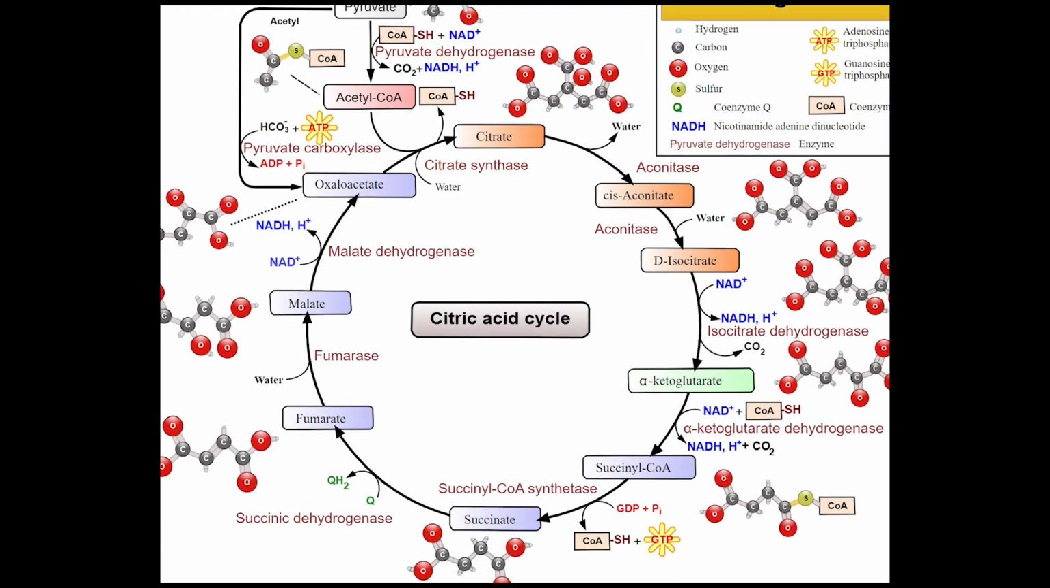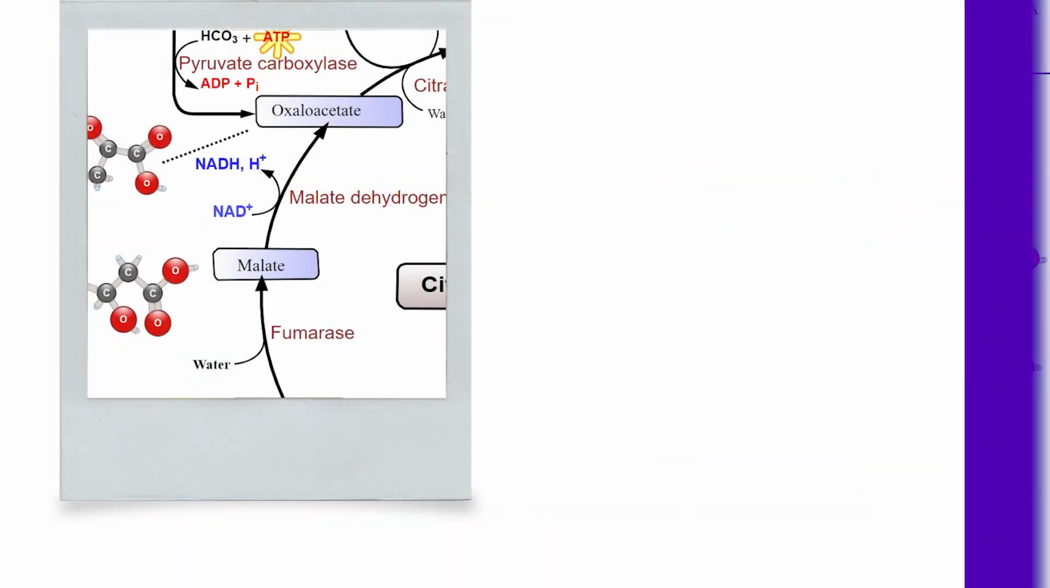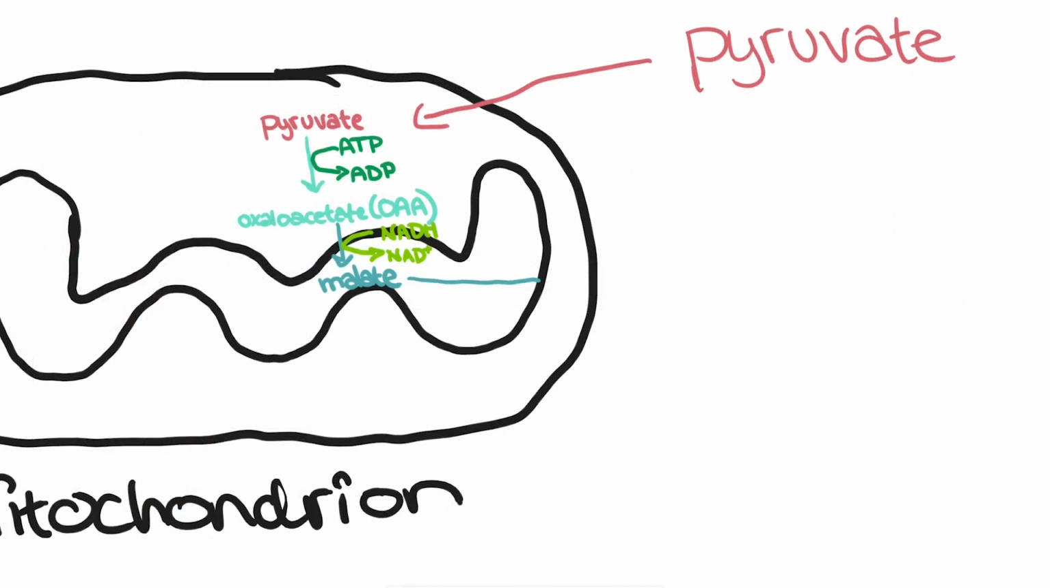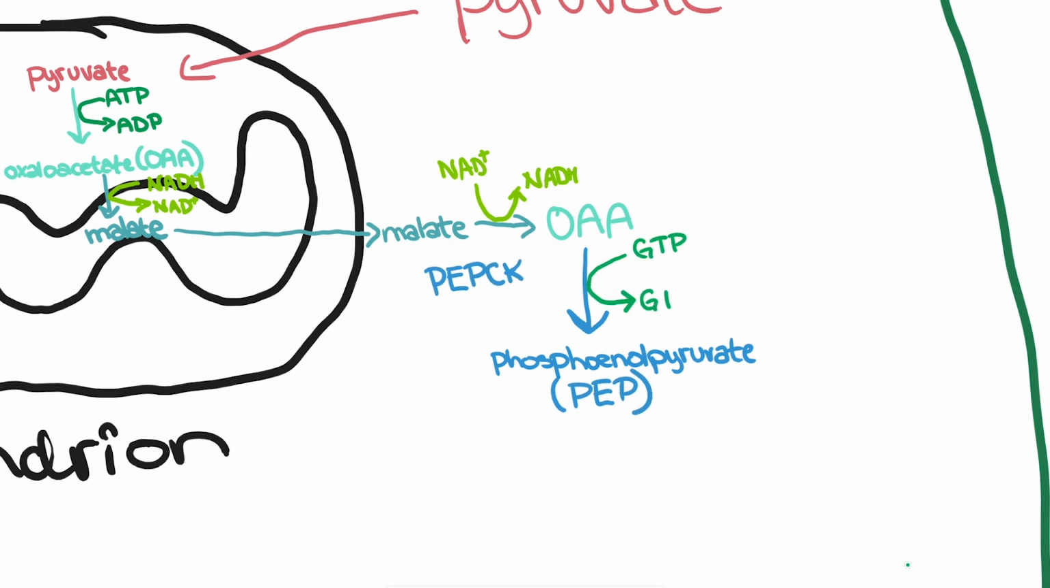These are similar to what's happening in the citric acid cycle, where you've got malate going to oxaloacetate, using NAD+ to create NADH. So, to prevent this malate from entering the citric acid cycle, it has to leave the mitochondria and enter the cytosol, where it's converted to oxaloacetate, and now that NADH gets regenerated. Back in the cytosol, the oxaloacetate is now going to get converted into phosphoenolpyruvate, which is abbreviated to PEP. The enzyme that's used is called PEPCK, and it requires the use of GTP.